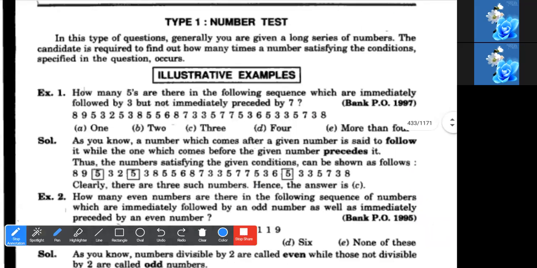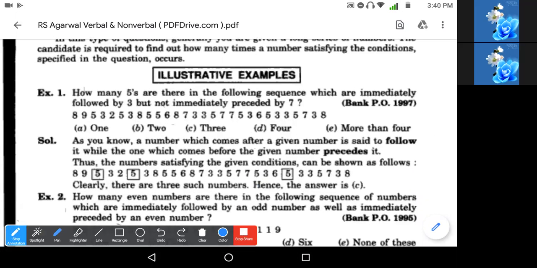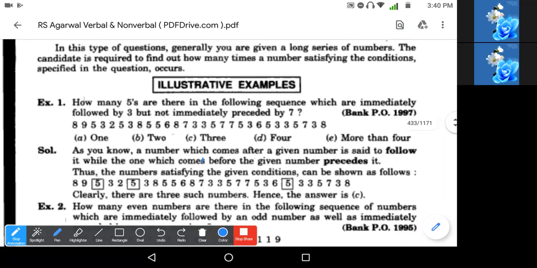In this type of questions, generally, you are given a long series of numbers. The candidate is required to find out how many times a number satisfying the conditions specified in the question occurs. So let us directly get into the problems so you'll be able to understand it. How many fives are there in the following sequence which are immediately followed by threes but not immediately preceded by 7?